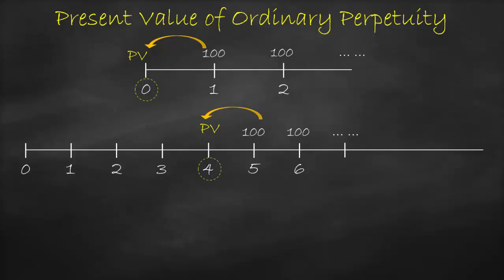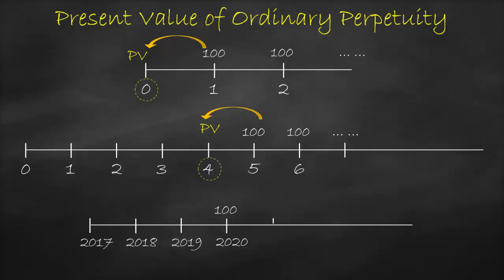Let's get another example with calendar years. We have year 2017, 2018, 2019, 2020, will receive 100 million, 2021 will receive 100 million, and so on. It will continue forever, and that's why we put dots. Therefore, our present value for ordinary perpetuity will be in which year? We know that the present value for ordinary perpetuity is always 1 period before my first cash flow. My first cash flow happens in year 2020, therefore the present value will be 1 year before, which is 2019.